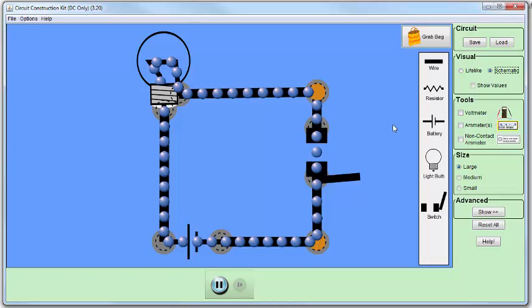At the moment, the components are represented by pictures, but by clicking the schematic option up here, now we can see the circuit diagram symbols instead. And this circuit clearly resembles the diagram drawn in the previous video.